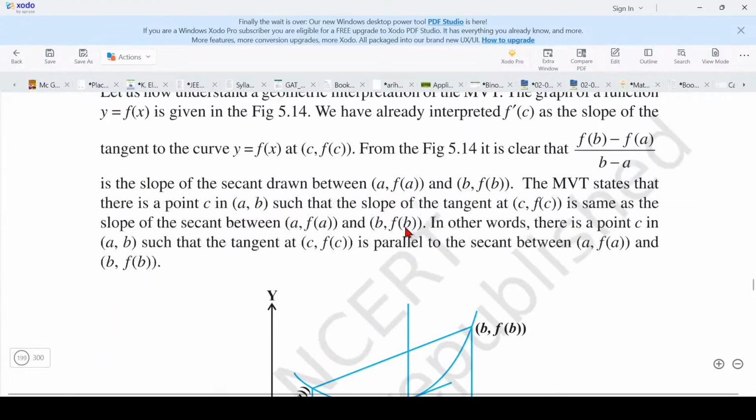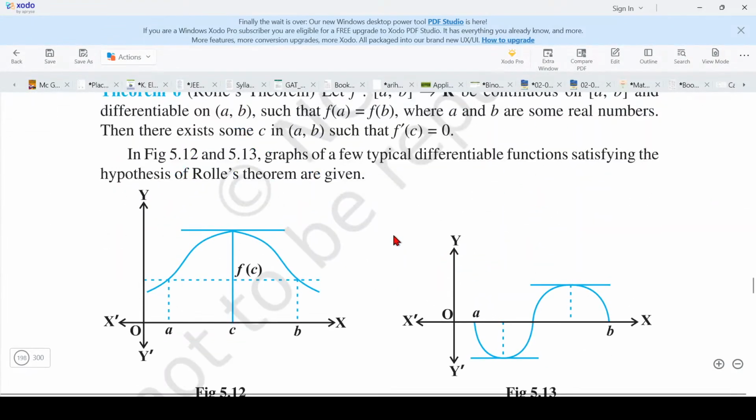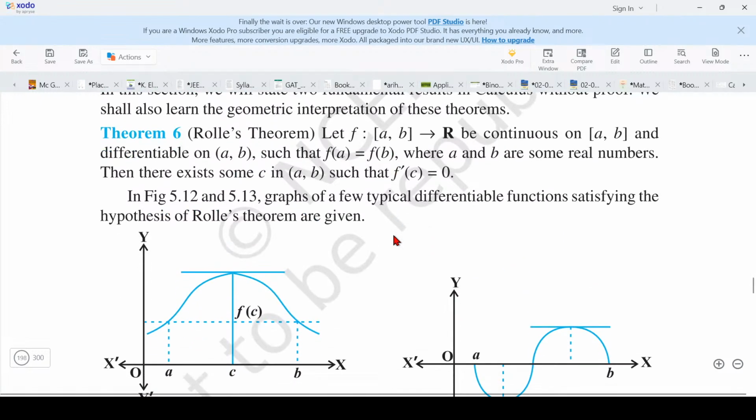See, here we are taking some function from a to b, and a and b are closed brackets. This is continuous on closed brackets a, b, and differentiable on open brackets. Please notice the brackets. Here these are closed and here these are open. And f of a equals f of b. Then, sir is saying, there exists a c between a and b such that f dash c equals 0.